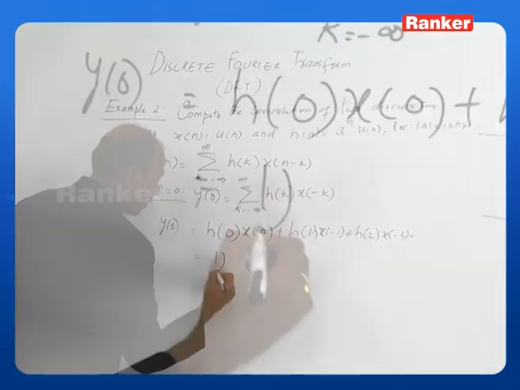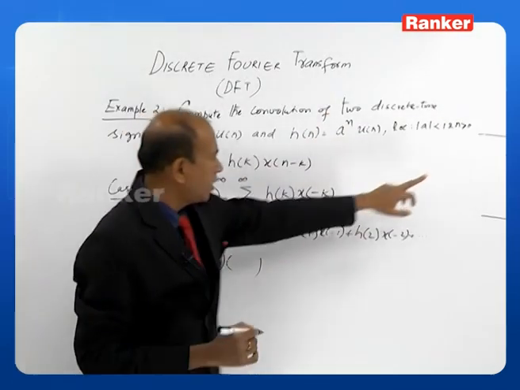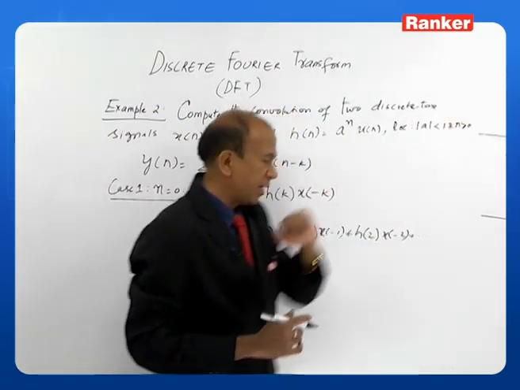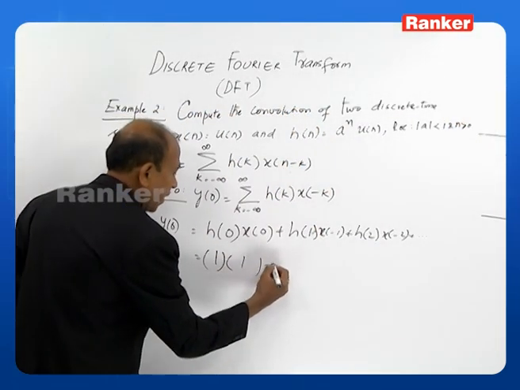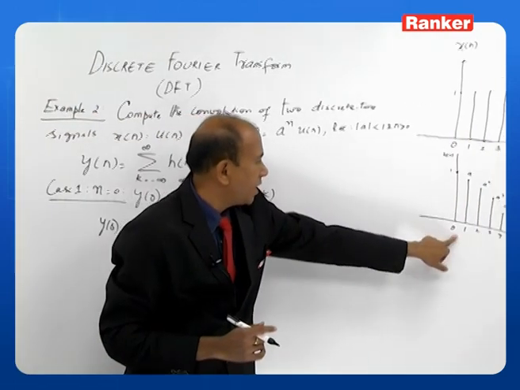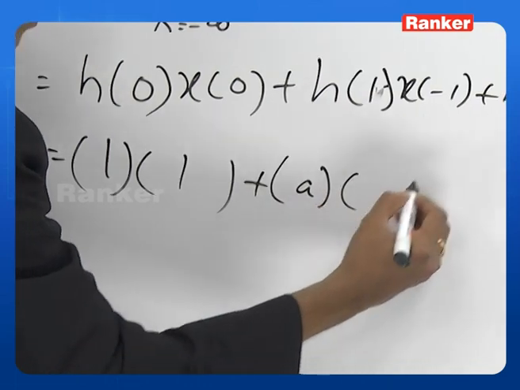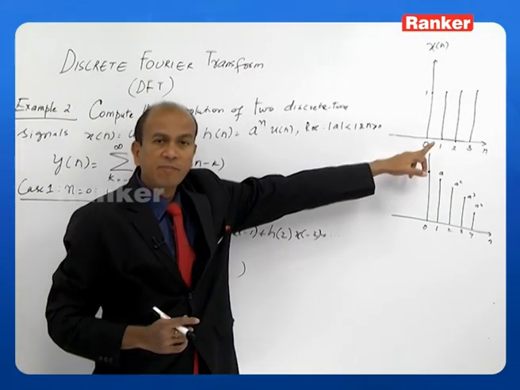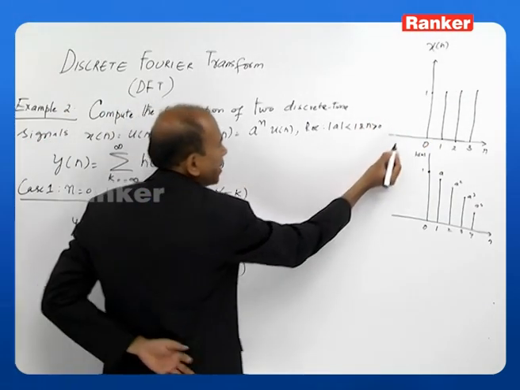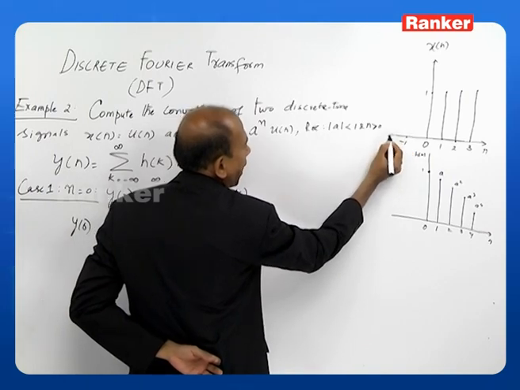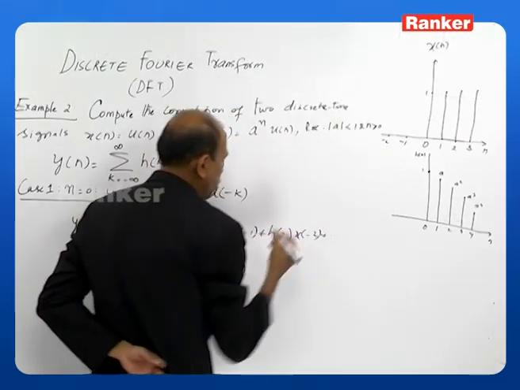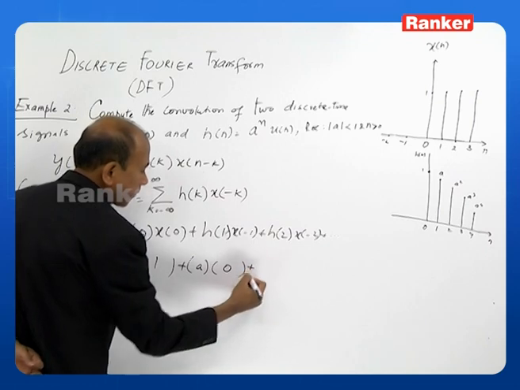Okay, 1. What is x of 0? x of 0 has a value of 1 here. So, I will put 1 here. Then, what is h of 1 for us here? h of 1 is a. So, let us write a here. And what is x of minus 1? x of minus 1 does not exist. That is, if I write minus 1 and minus 2 here, they are all zeros. So, this will be 0.